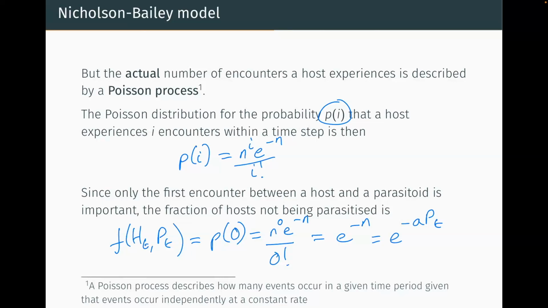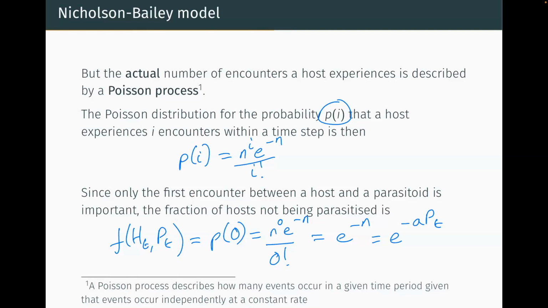So you can see if there are more parasitoids around, this gets bigger, or if they are more efficient at searching for their hosts. If either of these things gets bigger, then you're going to have e to the minus a bigger number, so this is going to tend towards 0. So the more parasitoids that are around, or the better that they are at searching, the fraction of hosts that are not parasitized is going to tend towards 0, as either a gets very large or P gets very large.